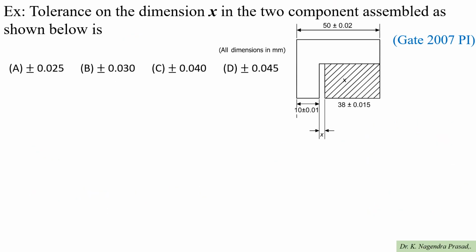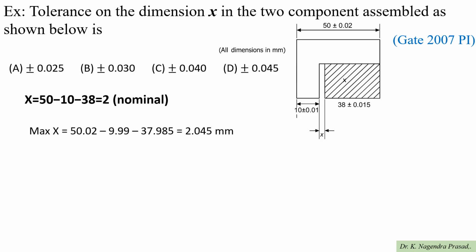Similarly, you have to look for another example problem which is given in the GATE 2007 for the production engineers. So example problem is the tolerance on the dimension X in the two component assembly as shown in the below figure. So here it is given the overall length. Moreover, remaining two parts' individual length is given. So then nominal size of X will become the overall length 50 minus first part and the second part: 50 minus 10 minus 38, which is equal to 2.